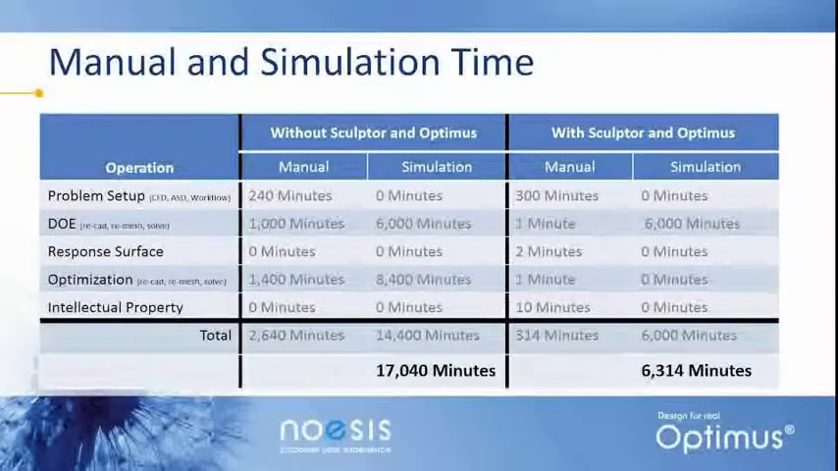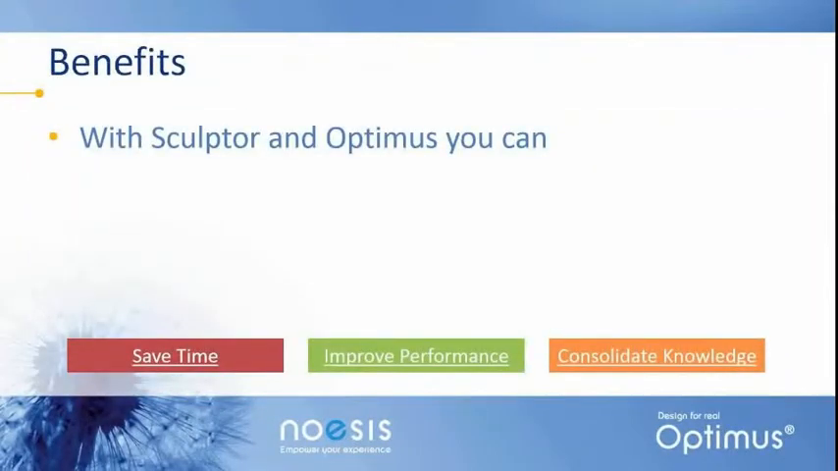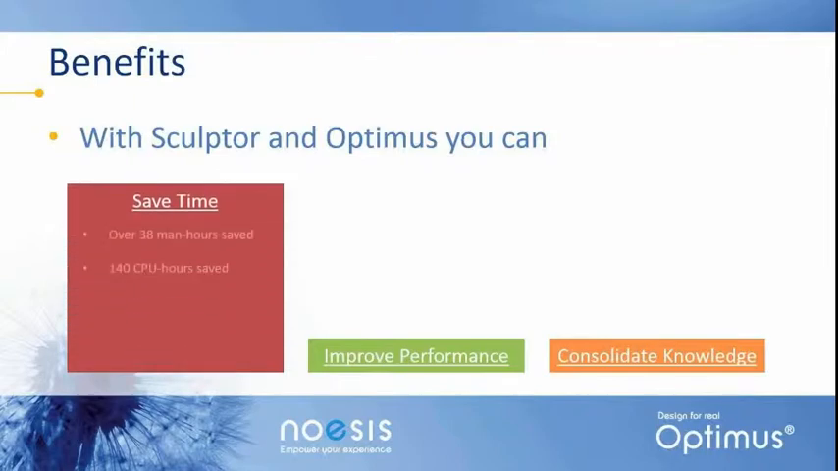You can see, obviously, some significant time savings in the creation of the geometry with Sculptor, removing the need to recad and remesh, and then also in the simulation time during the optimization step. And really, this process would not have been possible without Sculptor and Optimus. It would have been impractical to make all of those design changes, and it would have been impossible to drive the optimization and to export the data to Excel when we were done. So we've shown now that with Sculptor and Optimus, over 38 man-hours, or a week of time, was saved. And with Optimus, over 140 computer hours of simulation time was saved.